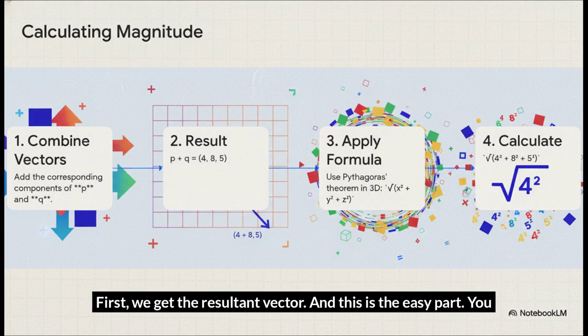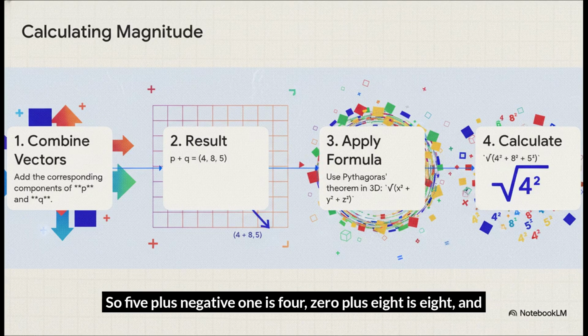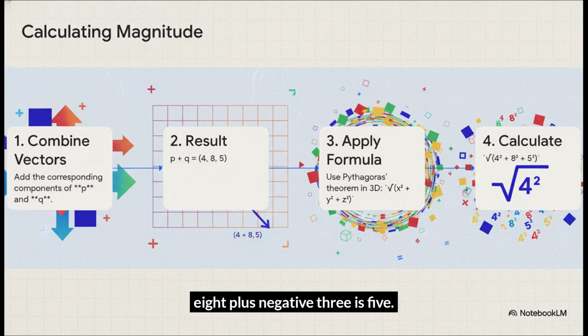First, we get the resultant vector. And this is the easy part. You just add the matching components. So 5 plus negative 1 is 4, 0 plus 8 is 8, and 8 plus negative 3 is 5. So our new vector is 4, 8, 5.